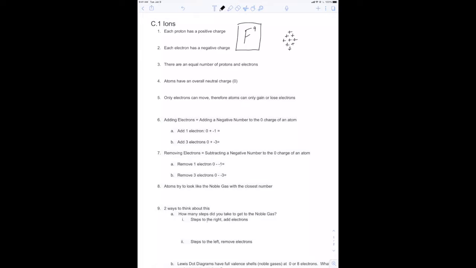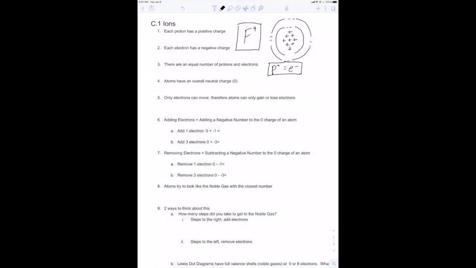We also know that each electron has a negative charge. So let's draw a bit of a Bohr model here, where we draw our first energy level with 2 electrons, and then our next energy level, leaving space here, 1, 2, 3, 4, 5, 6, 7 valence electrons, for a total of 9 electrons. From this, we also know that there are an equal number of protons and electrons in an electrically neutral atom.